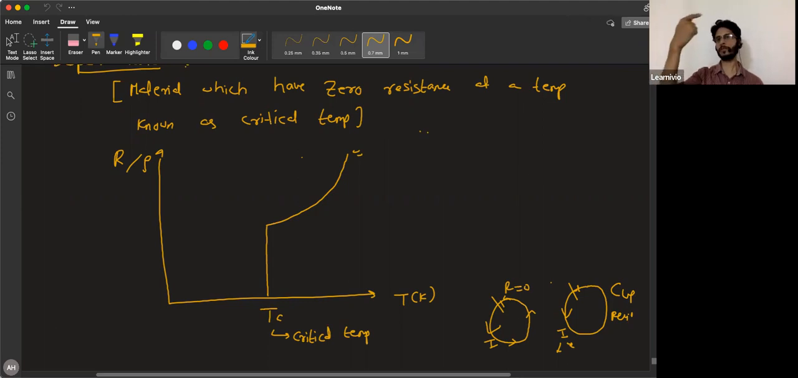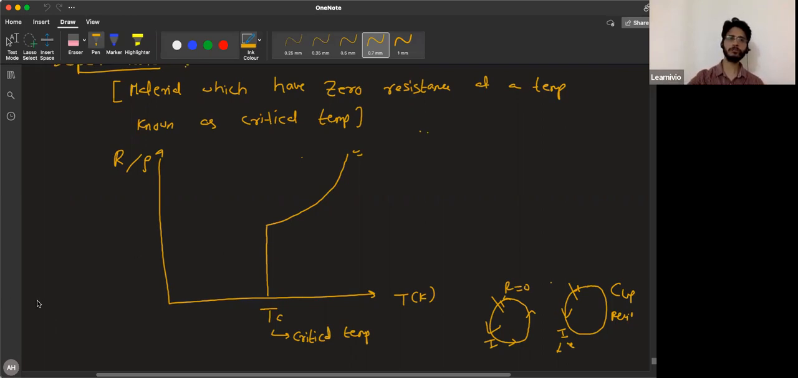When the current starts flowing through the fan, you can switch it off. Then it will always keep on rotating because there is no wastage of energy if you have superconducting materials. The problem with the superconductor is the transition temperature is very small, the temperature at which a material becomes superconductor is very, very small.